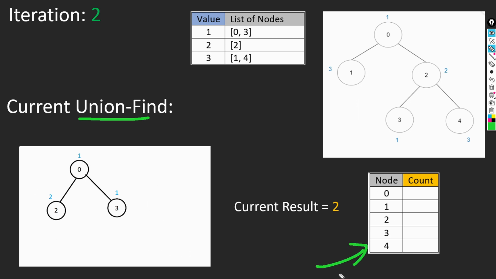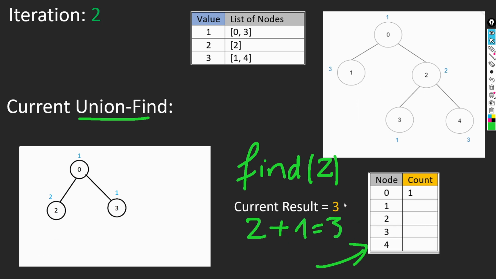Now what we're going to do is update the count table of this current iteration. Notice that we only do 1 union operation for node 2, so the current result is going to be 2 plus 1 equals 3, just like this. We are updating the count of node 0 because find 2 will return the root of 2, which is going to be 0. Now moving on to iteration 3, I'm going to explain in more detail why we're using this count table, so bear with me.